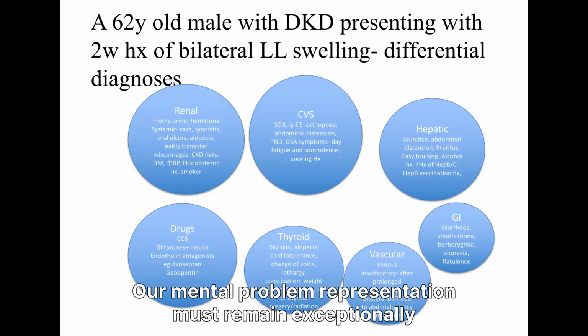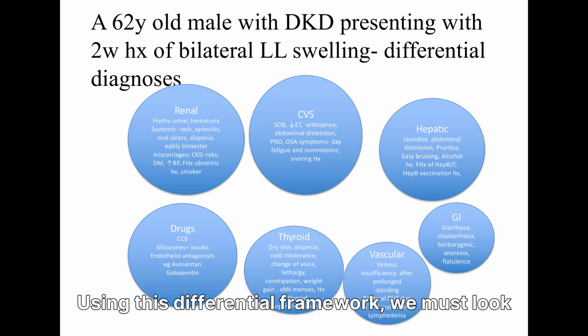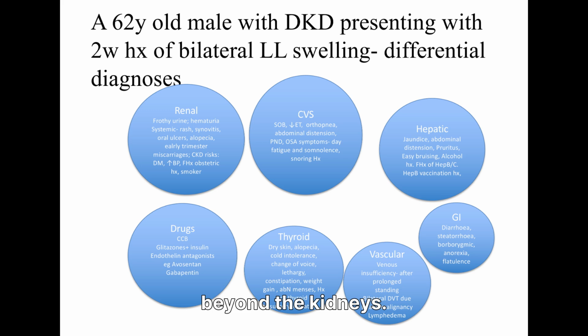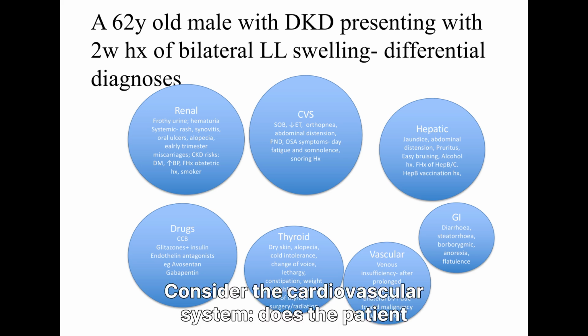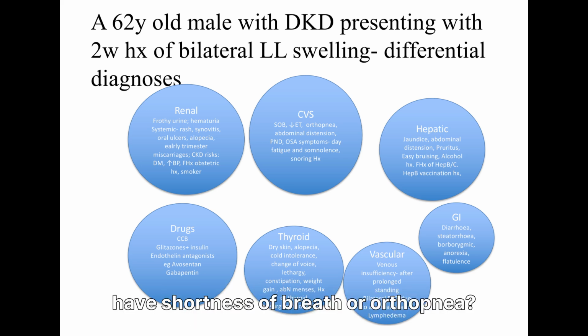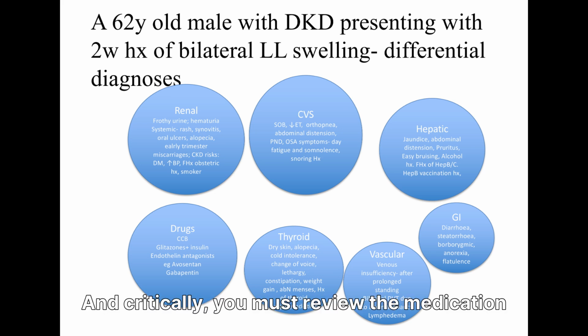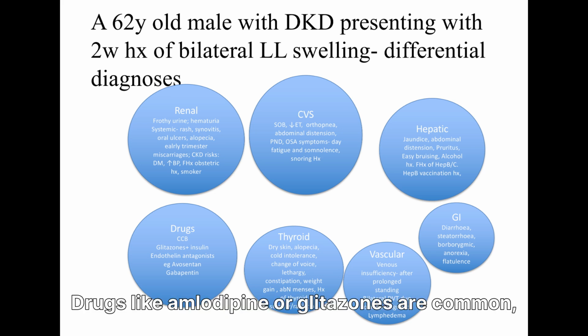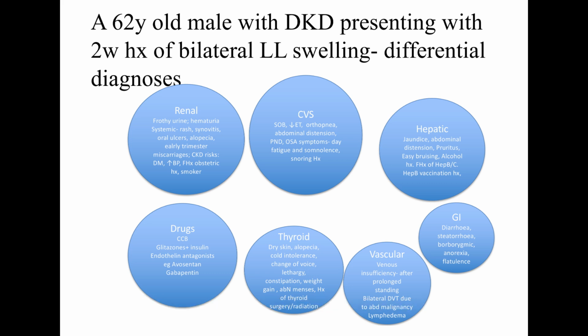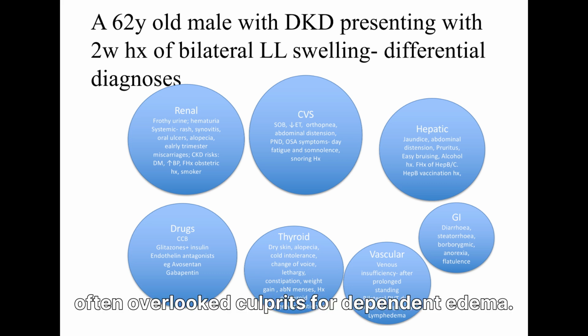Our mental problem representation must remain exceptionally broad. Using this differential framework, we must look beyond the kidneys. Consider the cardiovascular system. Does the patient have shortness of breath or orthopnea? Check the hepatic system for signs of cirrhosis or easy bruising. And critically, you must review the medication list. Drugs like amlodipine or glitazones are common, often overlooked culprits for dependent edema.